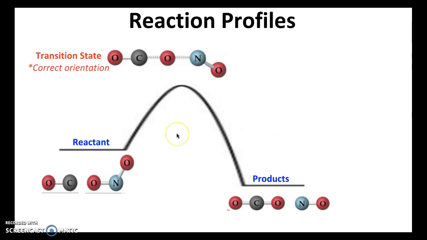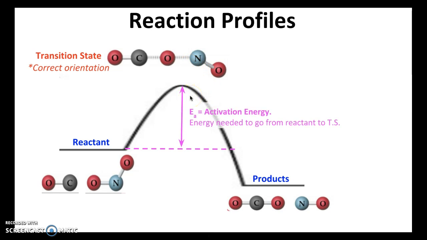What you may notice is that in order to go from this reactant to this transition state, it requires energy. And that energy is known as the activation energy. So it's energy required to go from the reactant to the transition state. The higher that energy is, the slower the reaction, because that means that fewer particles are going to have the correct kinetic energy or be able to reach that correct orientation.